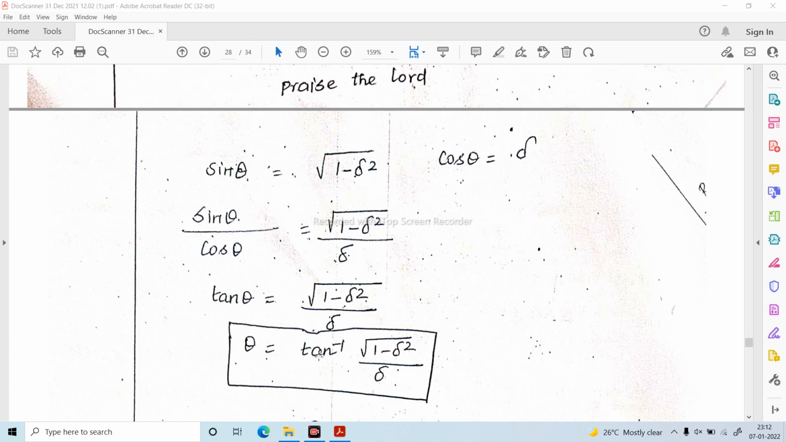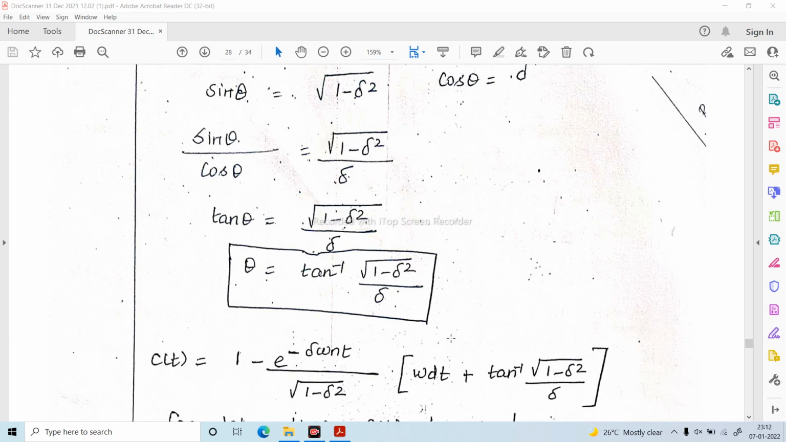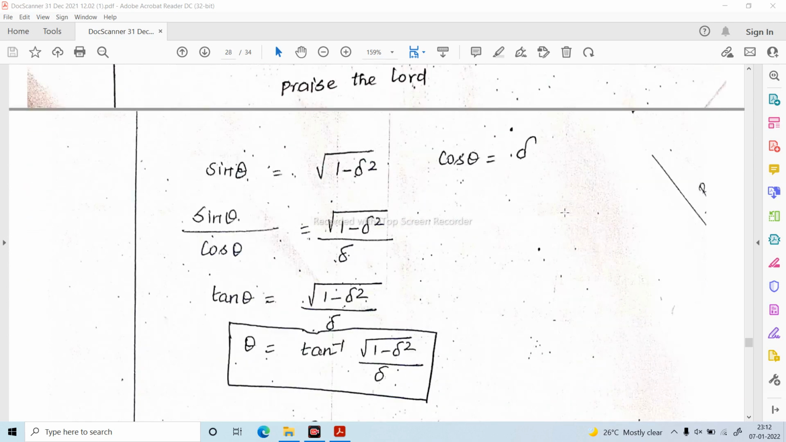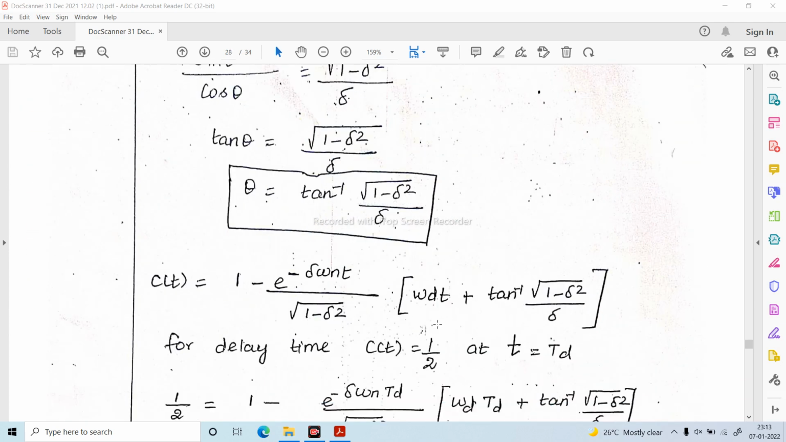So theta equals tan inverse of square root of 1 minus delta square divided by delta. So C of t, once again I am going to repeat the equation, is 1 minus e power minus delta omega n into t divided by square root of 1 minus delta square, into sine of omega d t plus theta. Theta we have to substitute here. So sine of omega d t plus tan inverse square root of 1 minus delta square divided by delta. This is the value of theta.